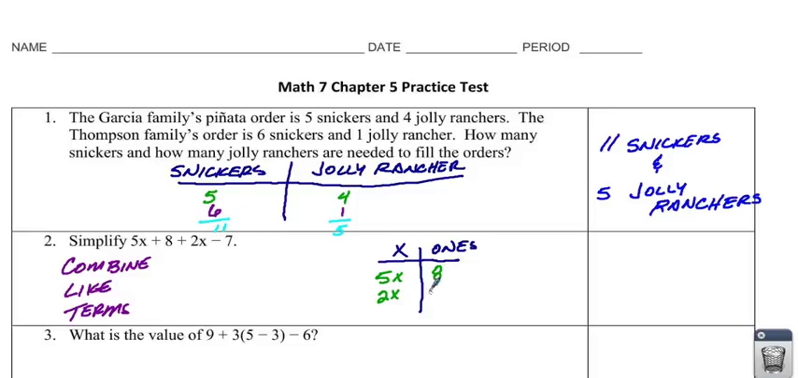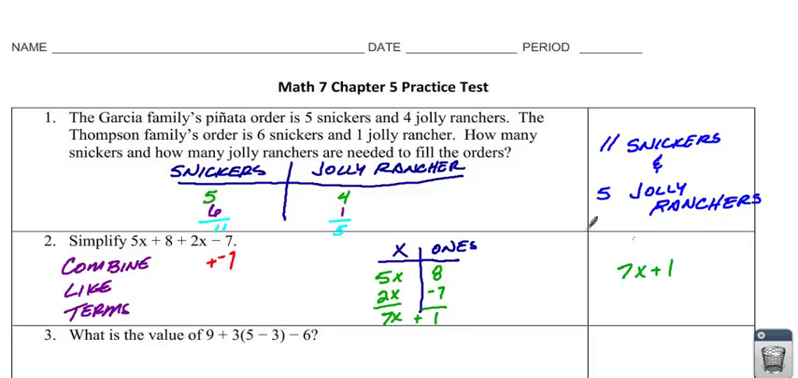You could go ahead and write it in here if you wanted to as minus 7. Some people find it easier to think of that as plus negative 7, and it ends up looking the same way. So we've got 5 x's and 2 more x's, 7 x's. We have 8 1's and we're taking away 7, which would be 1. Or we have 8 1's and 7 negatives, which would be 1. Either way, we end up with 7x plus 1.